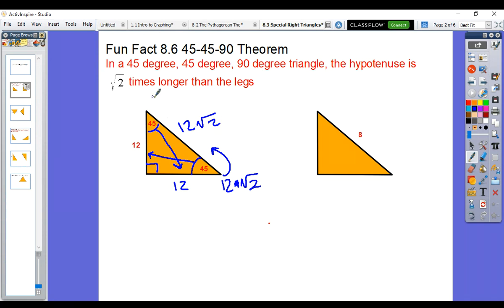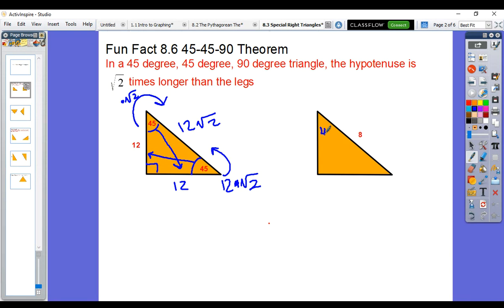All right. So, and it works at either leg, because again, both legs are the same, and they both can go towards the hypotenuse. So this 12 times radical 2 gives me a 12 radical 2, the longest side. But what about if we're going backwards? So what if we know that the hypotenuse is 8?